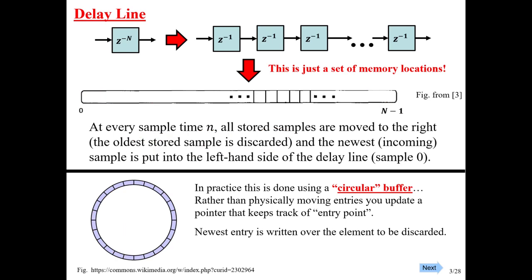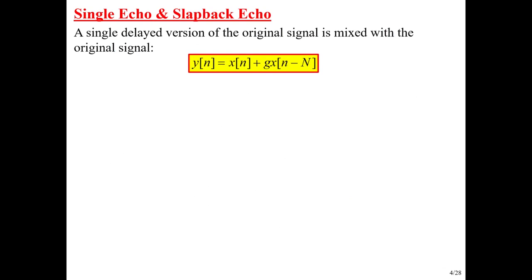So now things are still going in this direction, and that's how things would work in an actual implementation. But again, physically in your computer, it's not a circle, but it's logically a circle. So you'd have to use some mod arithmetic for computing your addressing indexes for that. But I just wanted to point that out in passing. Okay, let's talk about single echo and slapback echo.